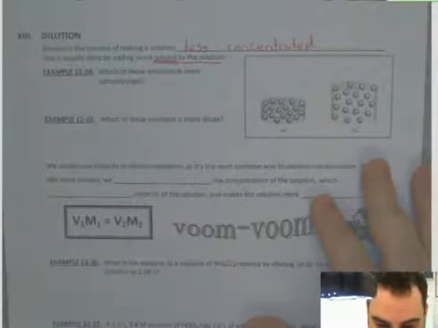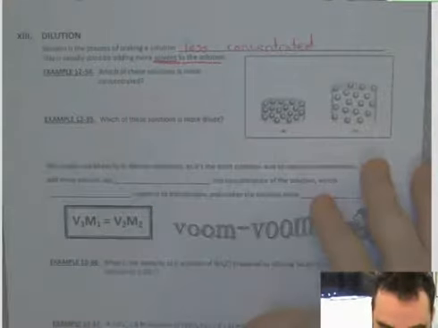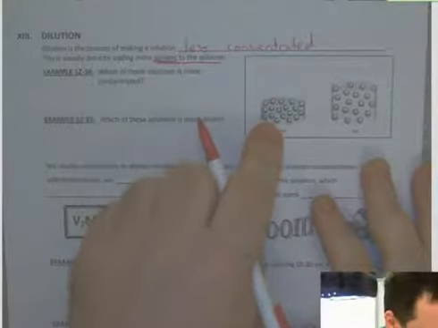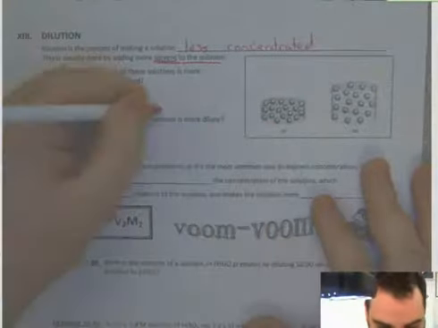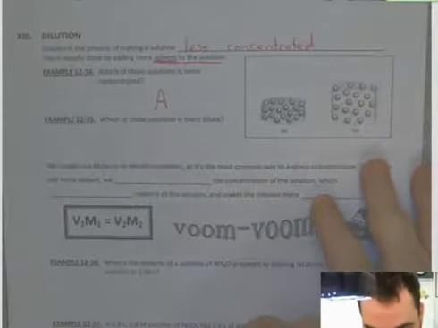So here we have a solution A and a solution B. Which one is more concentrated? Well, A has more particles per less volume, so I'm going to pick A. Okay. Which one is more dilute? B. Okay.